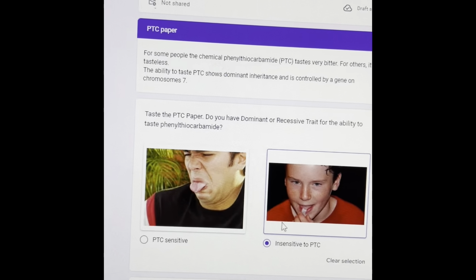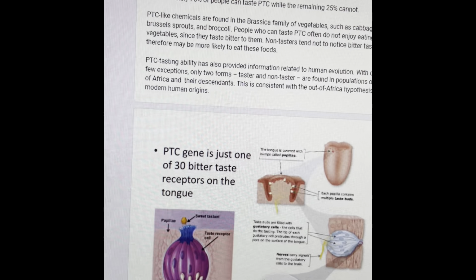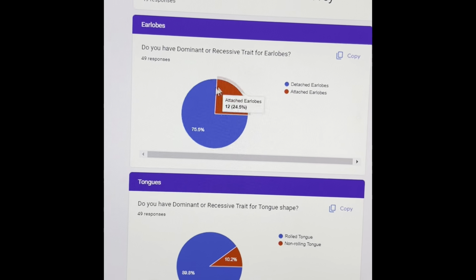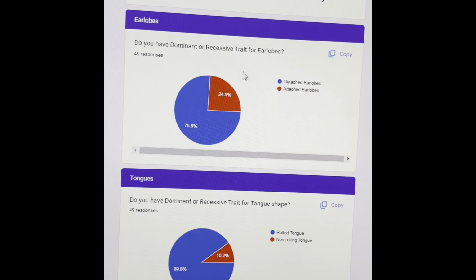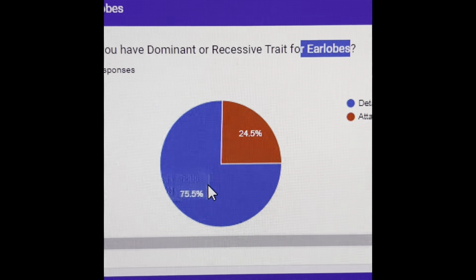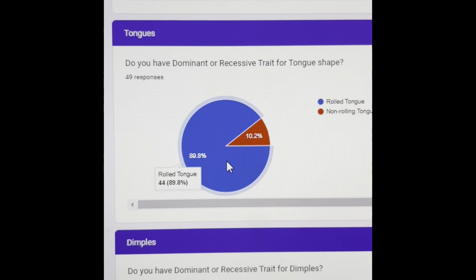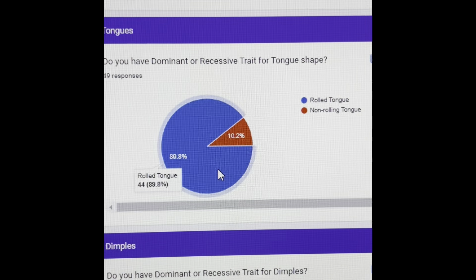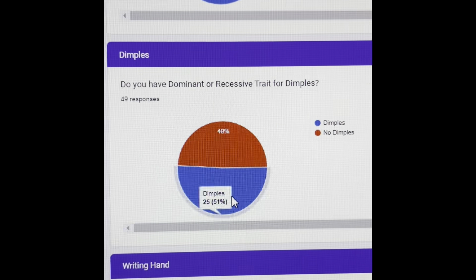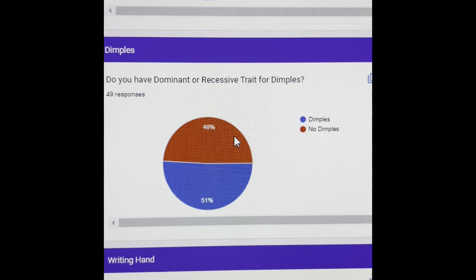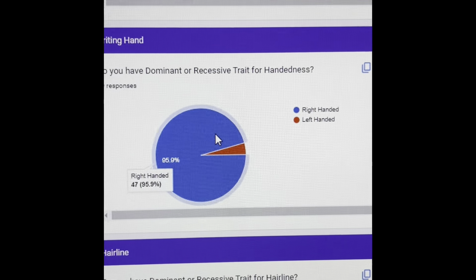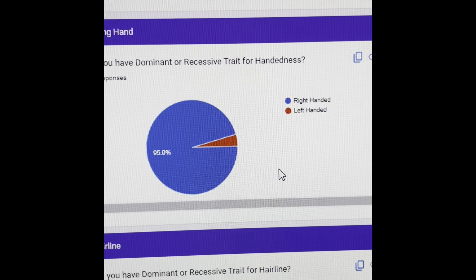After you click this, we are going to submit and see previous responses. When we see the previous responses, we're going to be able to see everyone's answers for the entire class. So for earlobes, most people, 75%, have detached earlobes. For the next trait, most people can roll their tongue, and this is just people in our class. It may or may not be representative of the entire population. About 50% of the class has dimples and 50% does not. Most of the class is right-handed, 95.9%, almost 96% of our class is right-handed.